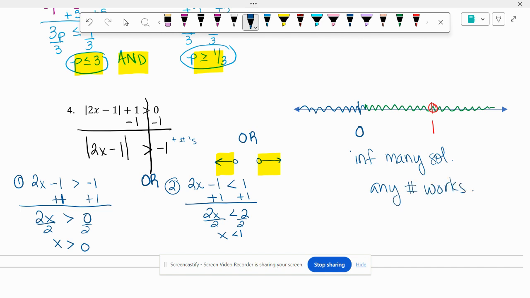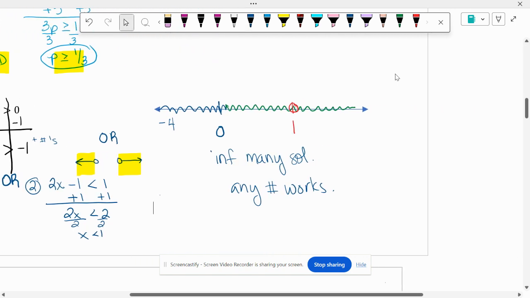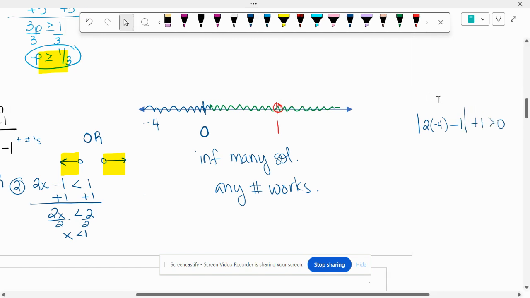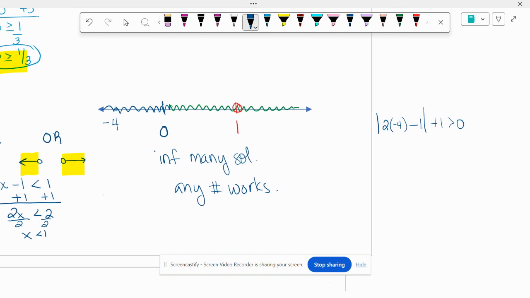Any number works, right? You can choose a number that's less than 0, like negative 4, and plug it in. I'm going to check it just to show you. So if I let x equal -4, I have the absolute value of 2x minus 1, plus 1, is greater than 0. Let's see, 2 times -4 is -8. -8 minus 1 is -9. Well, the absolute value of -9 is +9. And +9 plus 1 is greater than 0.